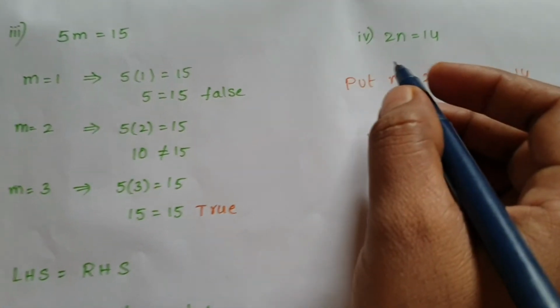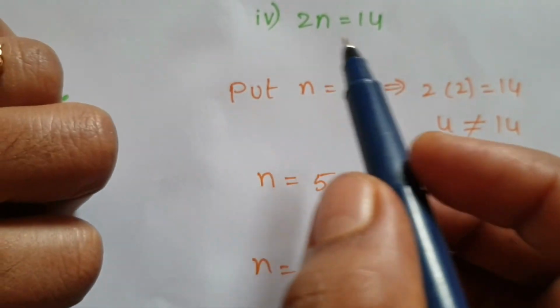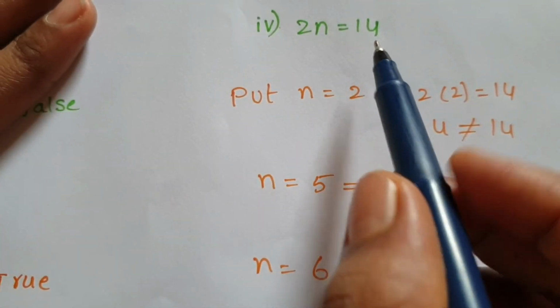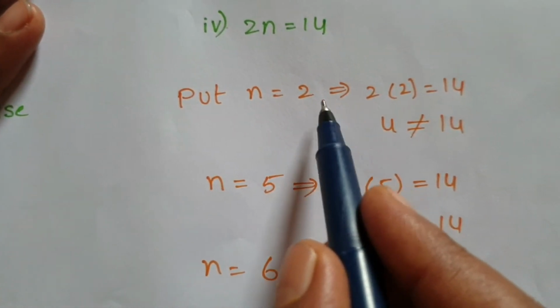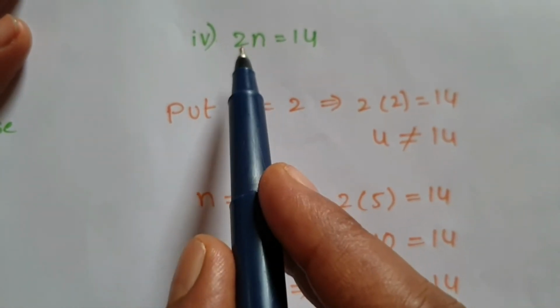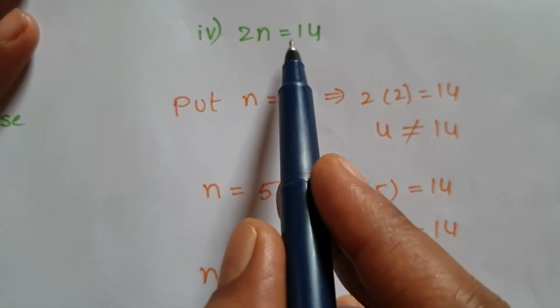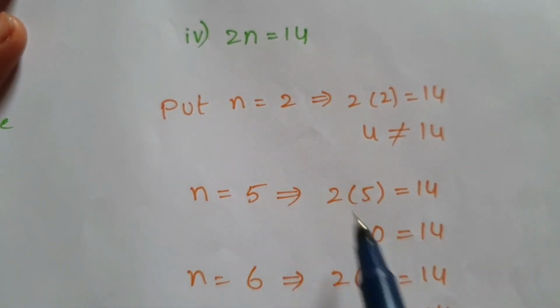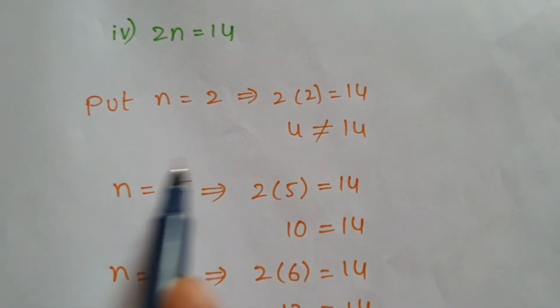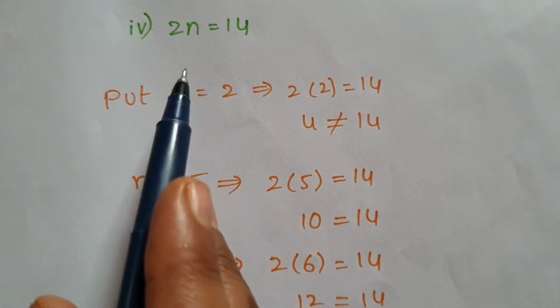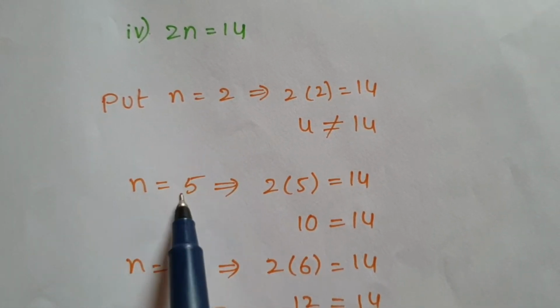Next, fourth question. 2n equal to 14. Put n equal to 2, keep. 2 in place of n. 2 twos are 4. 4 equal to 14? That is wrong. It means 4 is not equal to 14. Next, n equal to 3 is also not suitable.